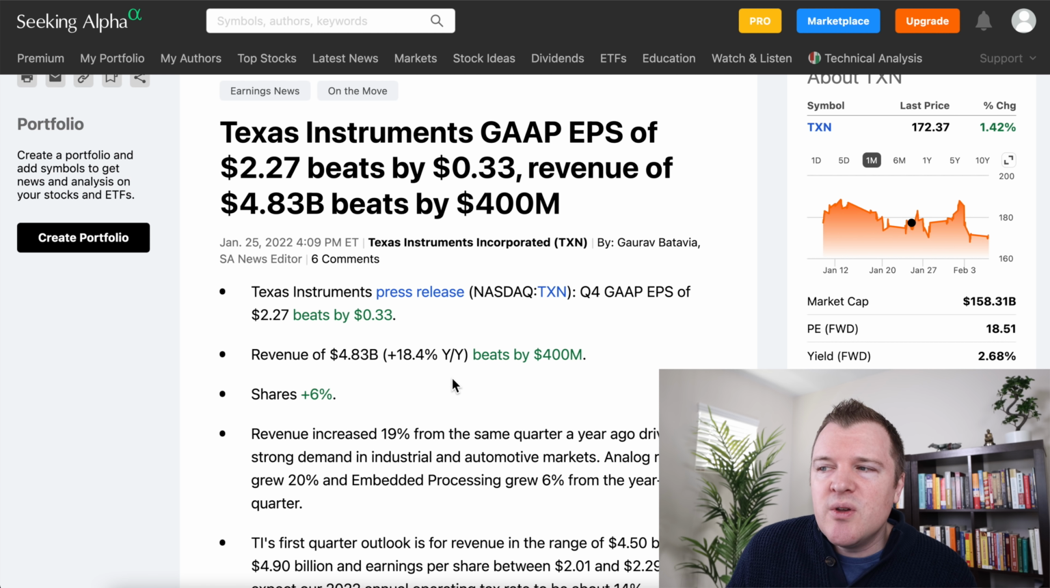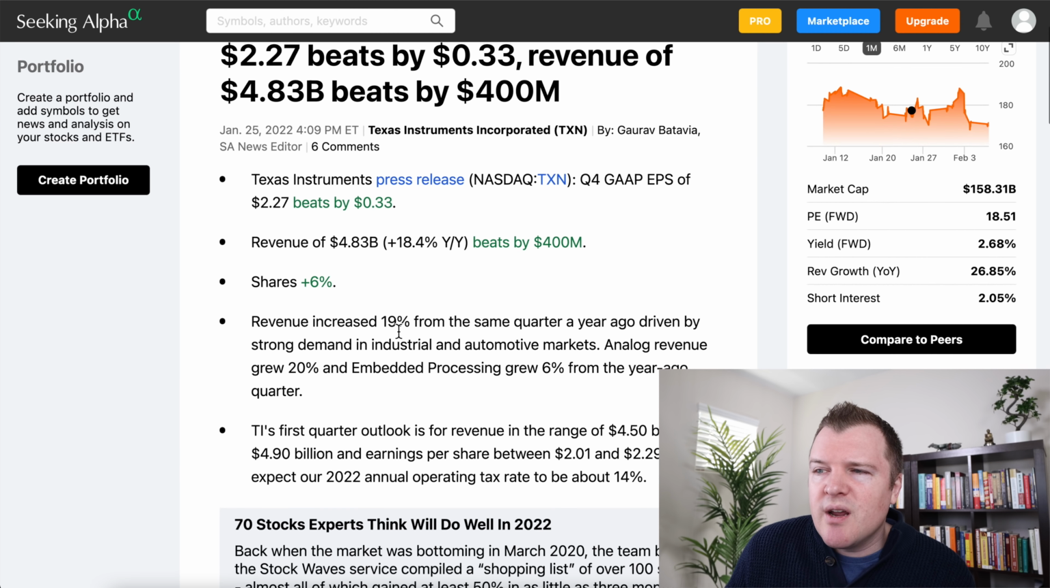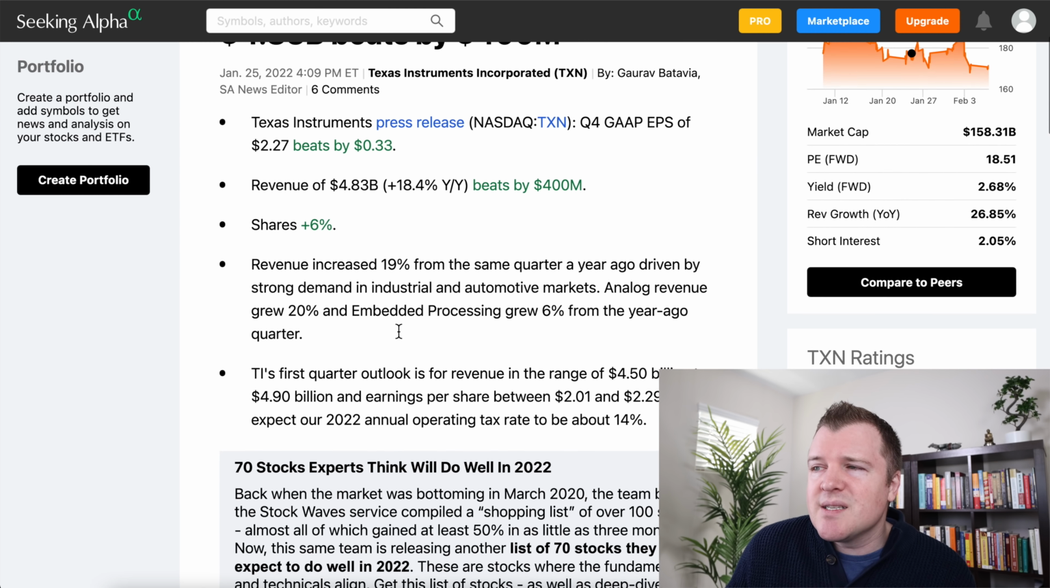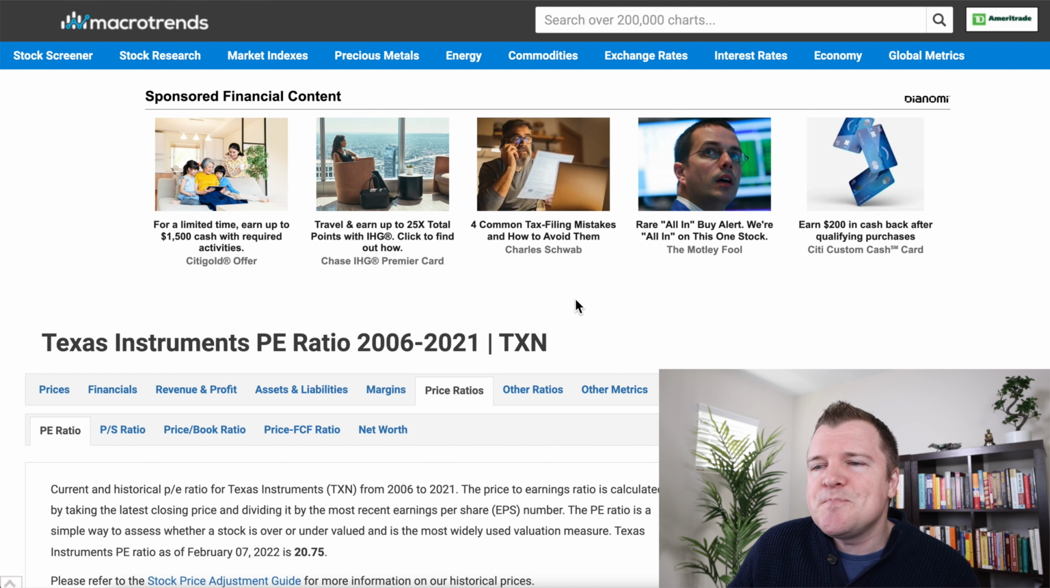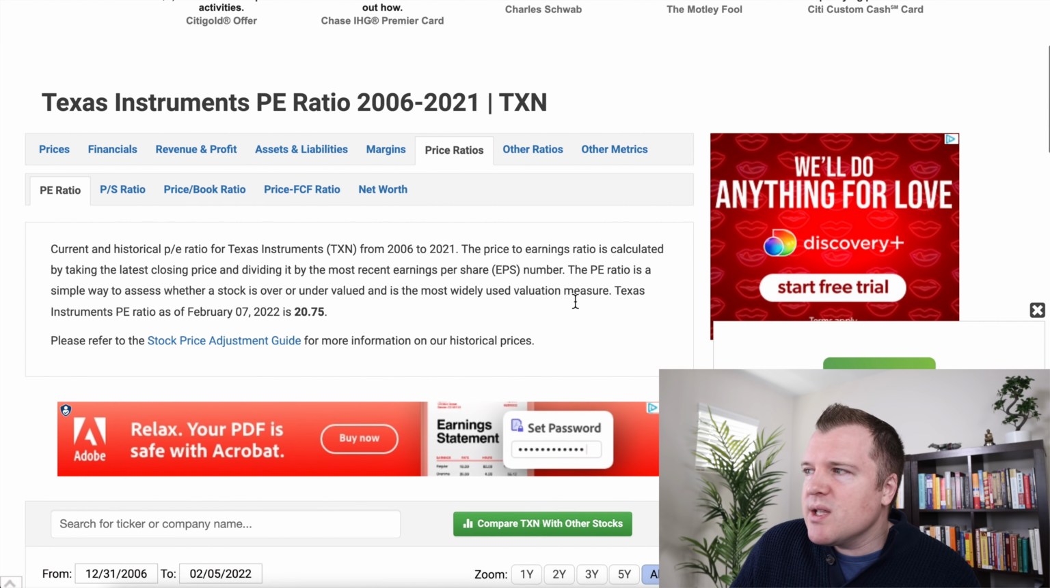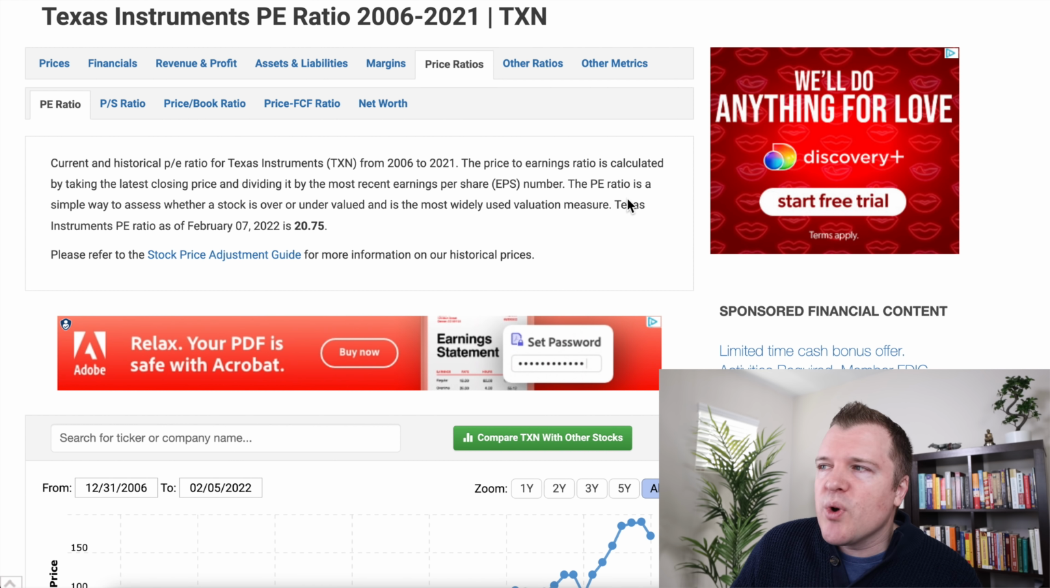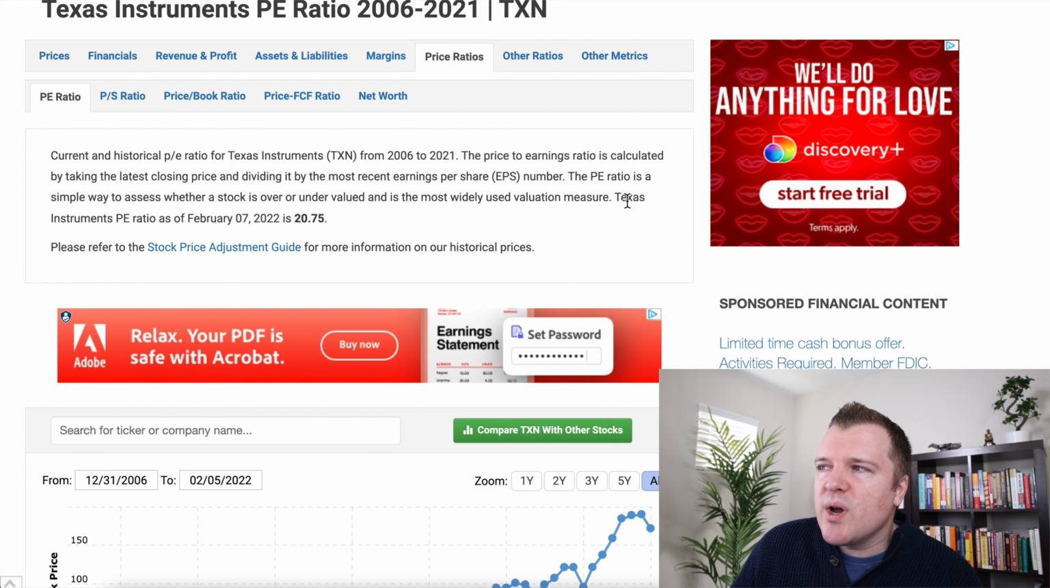They grew their revenue year over year by 18%. They beat expectations by $400 million. They beat on earnings by 33 cents a share. They gave really good guidance. Demand for their products is high and growing like crazy. Their margins are expanding. And when you look at their PE and other price ratios, it's not too bad.